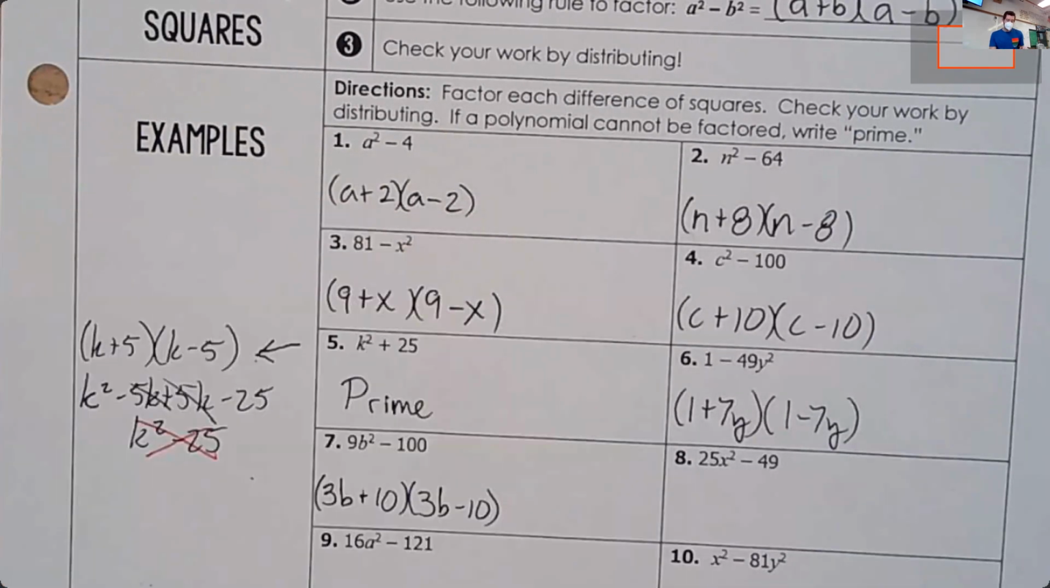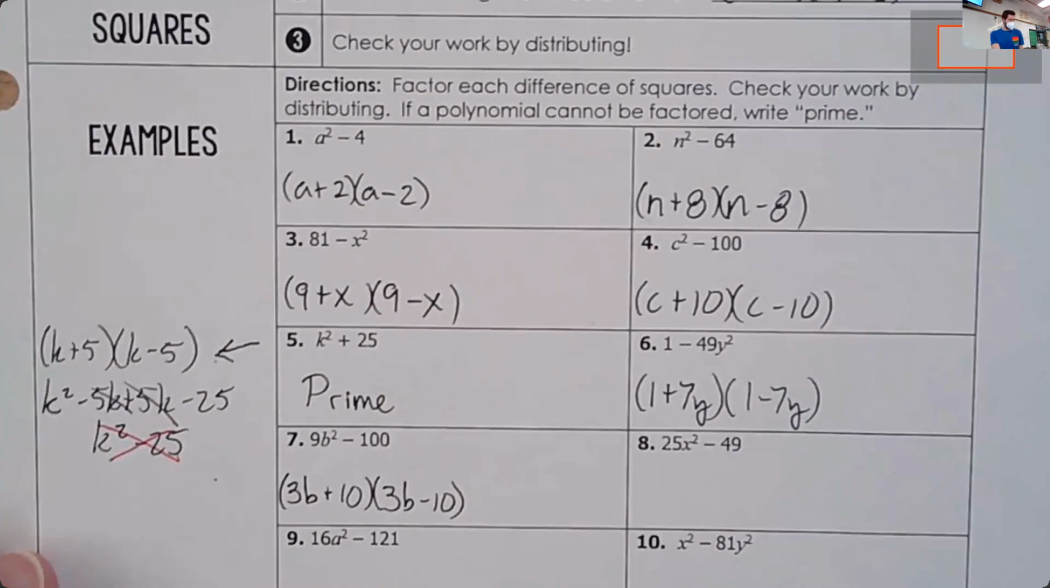All right. Let's see. Jane's not here. How about 7? Angel, what do you have for number 8? Number 8. All right, let's take a look at it then. What number times itself equals 25?